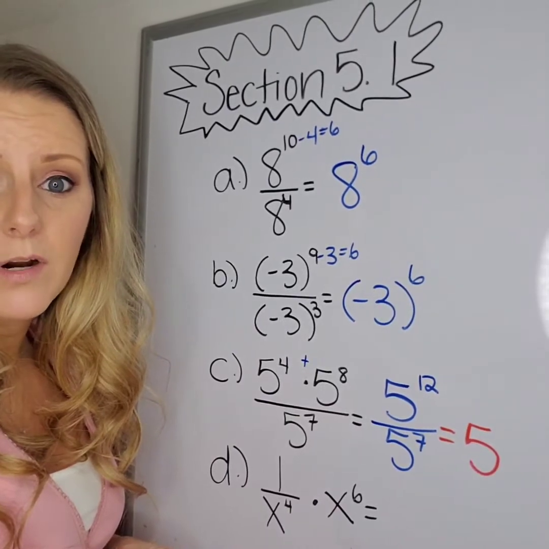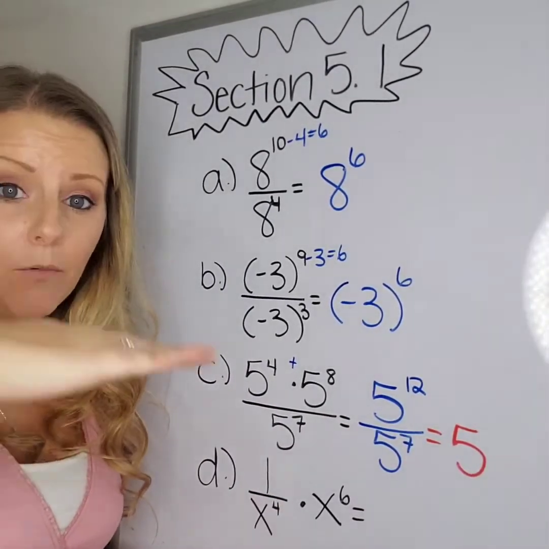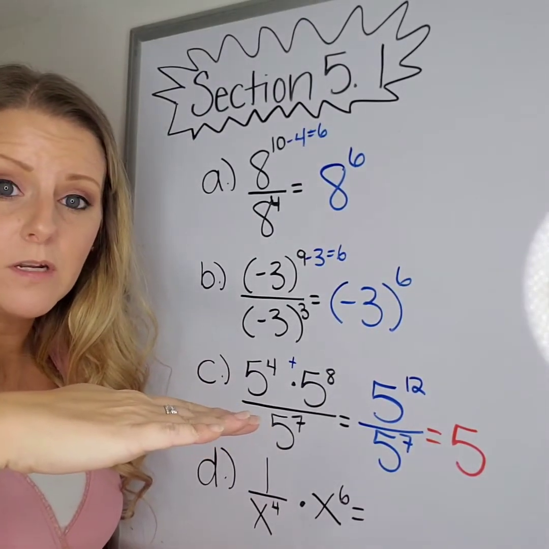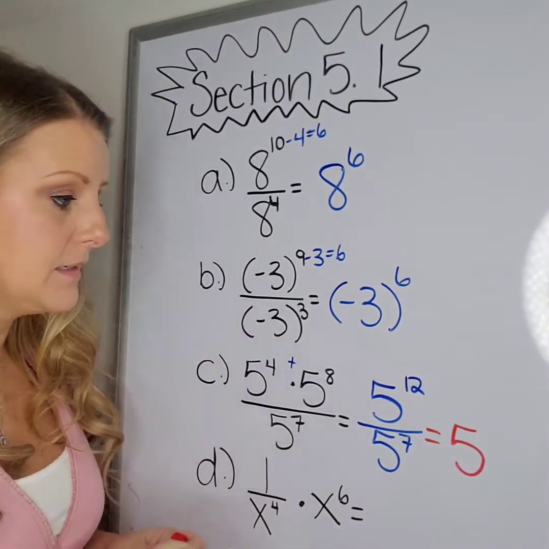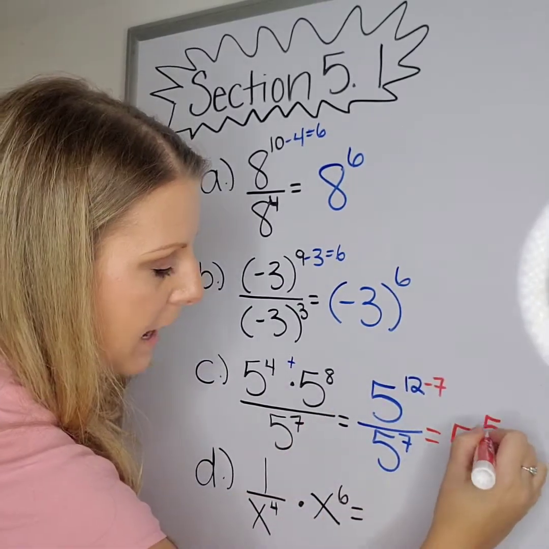And what do you think we're going to do with the 12 and the 7 now? One's on top, one's on the bottom. So what do you think we're going to do? We're going to subtract. So 12 take away 7 is going to be 5.